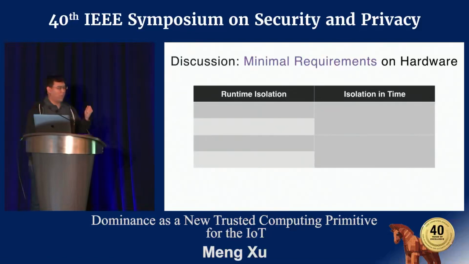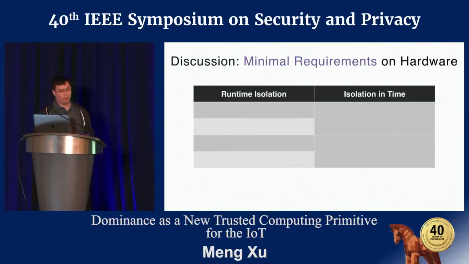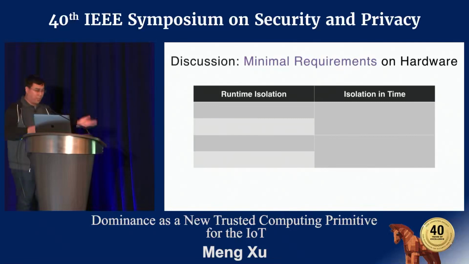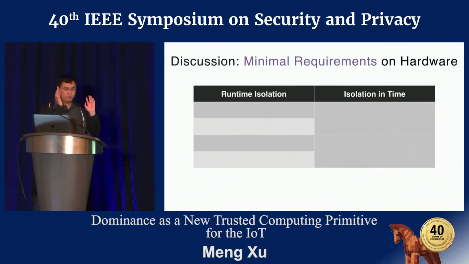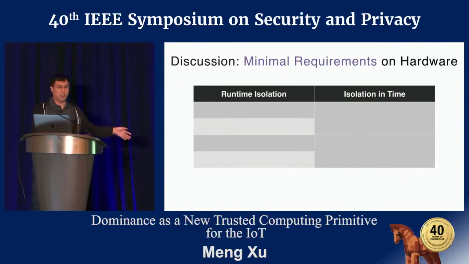So basically we have two thoughts. One is runtime isolation, and the second is isolation in time. So we can easily program CIDR into SGX, for example, TrustZone, everything, just put it there, and let CIDR run together with the firmware. And that's what we call runtime isolation.